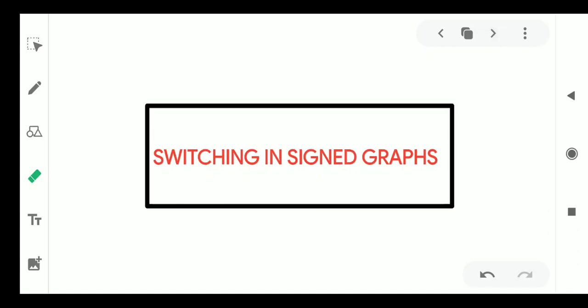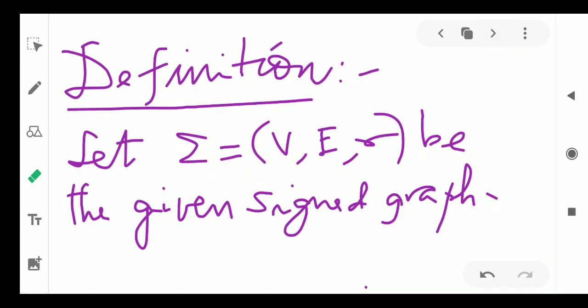Switching in sine graphs. So this is the definition. Let sigma, V, E, small sigma be the given sine graph. That means we have the underlying graph with vertex set V, edge set E and the sining function sigma. So such a sine graph is given to us.